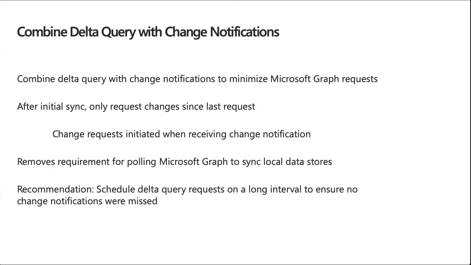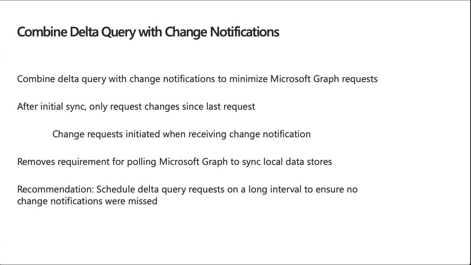Delta Query, when combined with another feature of Microsoft Graph, can be used to significantly reduce the number of requests to the Microsoft Graph. Change notifications are another feature of Microsoft Graph, which enables an application to be notified when changes occur to specific data. An application can subscribe to be notified when a specific resource changes, such as the users. When a user is added, updated, or deleted, the application is notified by Microsoft Graph via an HTTP POST that something changed in the users endpoint.